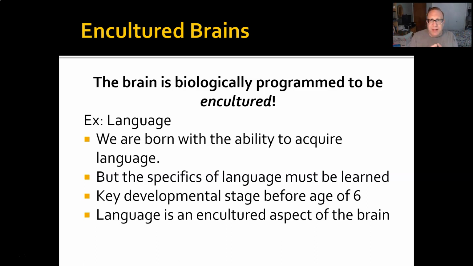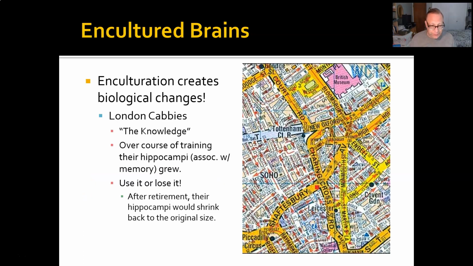But the specifics of language are not baked into your brain. You have a capacity to learn language, but you don't have the language in there yet. That is an example of an encultured trait, right? It's an interaction between the biology and genetics and the culture that you are born into.